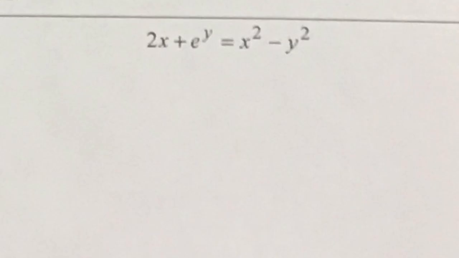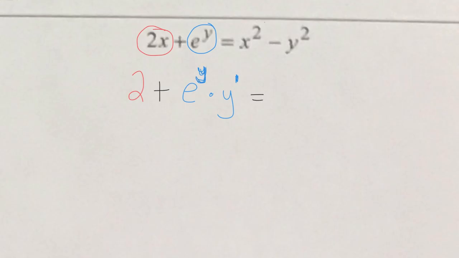Here we have another example. You don't want to solve this for y, right? We have e to the y, and then we have minus y squared. So term by term, let's take the derivative. The derivative of 2x is just 2, plus the derivative of e to the y. The derivative of e to the x is just itself, the same thing, times the derivative of your exponent, which is y prime. The derivative of y is y prime.